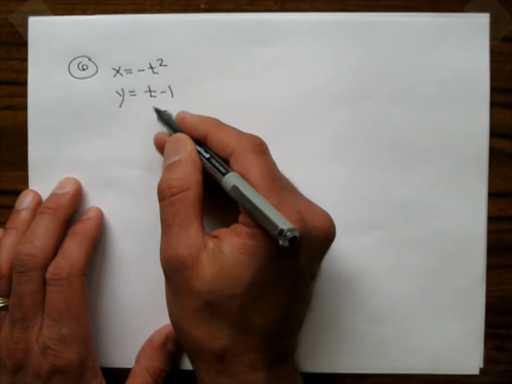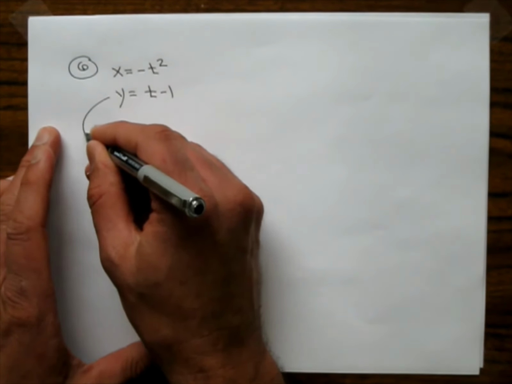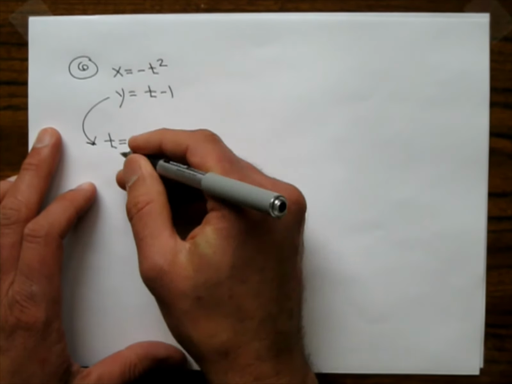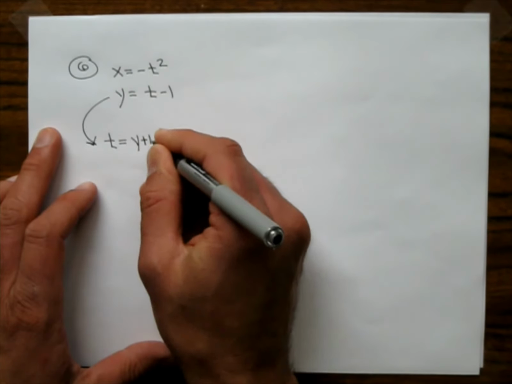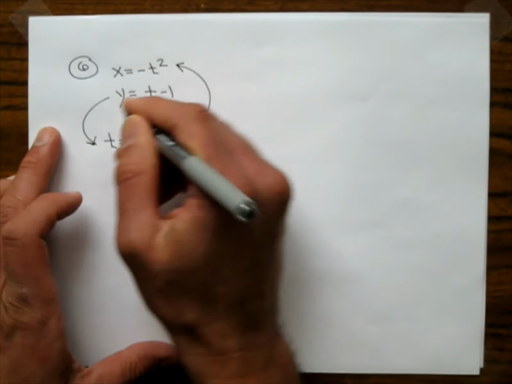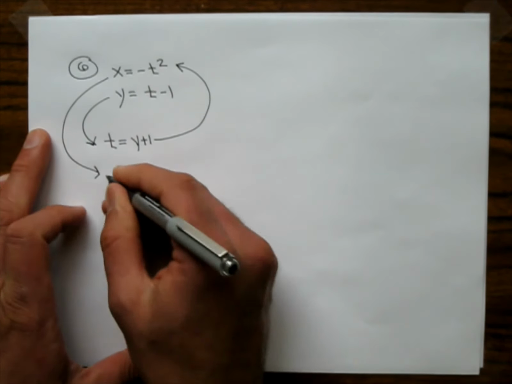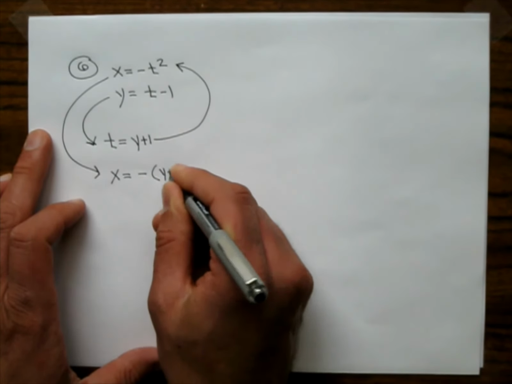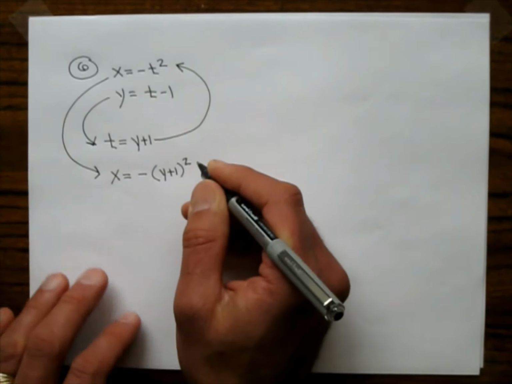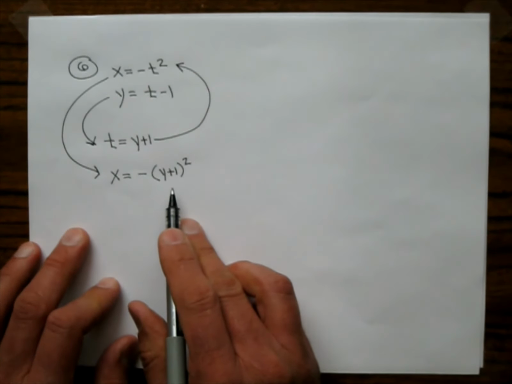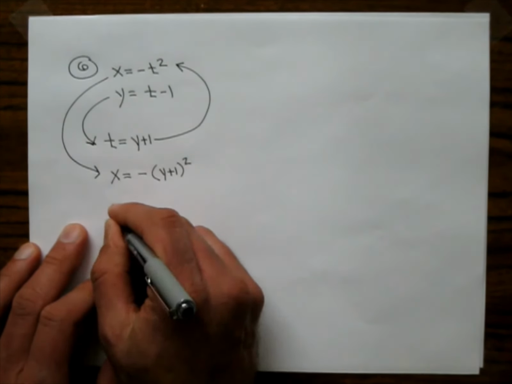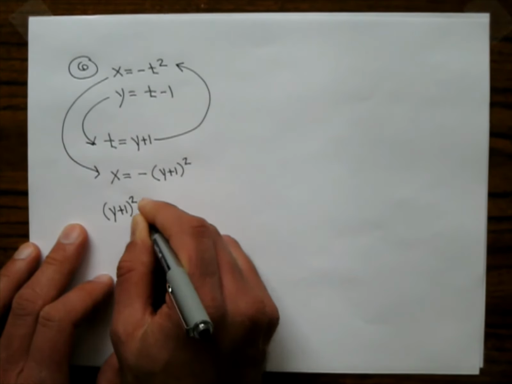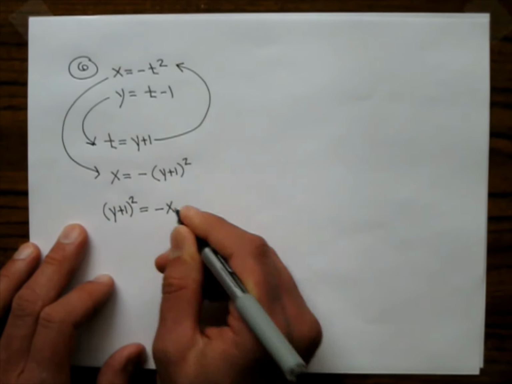Okay, so what I'm going to do is solve for t in one of these equations. I'm going to solve for t in the bottom one. I'm going to get t equals, I'm changing things around as well, y plus 1. And I'm going to plug that into the top equation. This is going to give me x equals negative (y plus 1) squared. So now I'm going to put the (y plus 1) squared on the left-hand side, and we had just gone over conic sections. I'm going to put the negative where the x is.